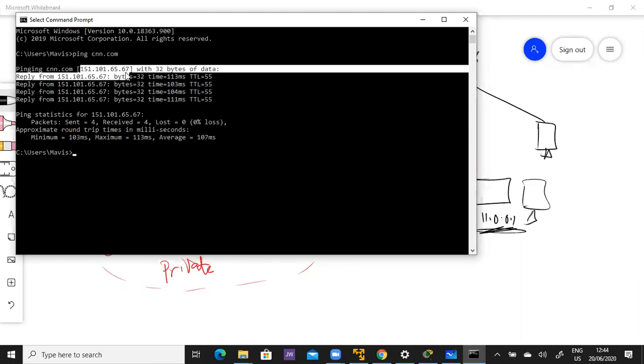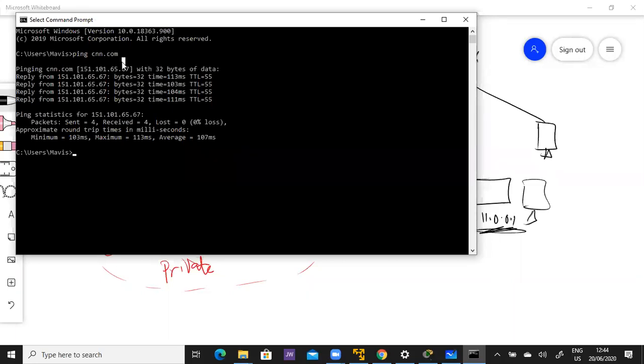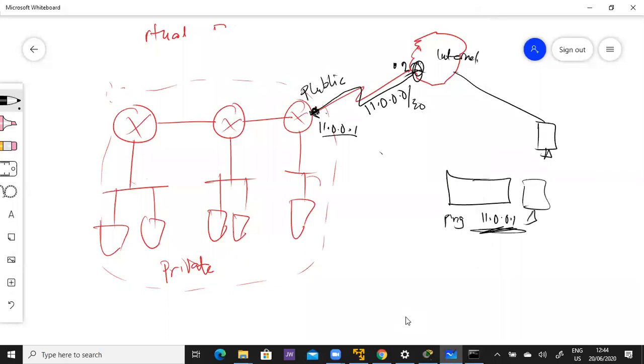See where I'm sitting, Awoshi Market, and I'm accessing a public IP. So supposing this company is CNN, I'm pinging up to here, and that is me here. I'm having connection all the way to this interface. But over here, I will not have any connection because it's a private IP address.